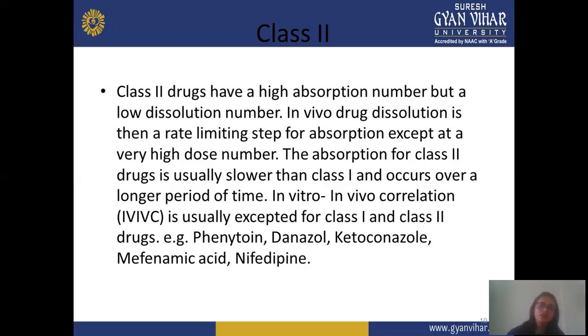The absorption for class 2 drugs is usually slower than class 1, because in class 1 high solubility and high permeability take place. That's why more absorption is observed in class 1. But in class 2, solubility is low, so absorption is less. It is high, but compared to class 1 it is usually slow, and occurs over a longer period of time. In vitro and in vivo correlation, that is IVIVC, is usually expected for class 1 and class 2 drugs, and mainly depends on these two classes.